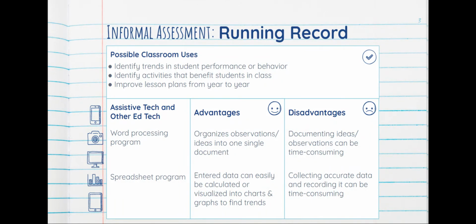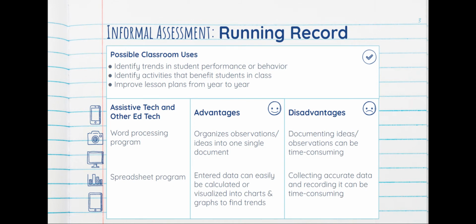The first informal assessment example is a running record. Possible classroom uses include identifying trends in student performance or behavior, identifying activities that benefit students in your class for future use, and to improve lesson plans from year to year. Word processing programs are a great tool for running records because they help you to organize your observations and ideas into one single document. Unfortunately, documenting these ideas and observations can be time consuming in the moment or soon after in order to keep accurate records.